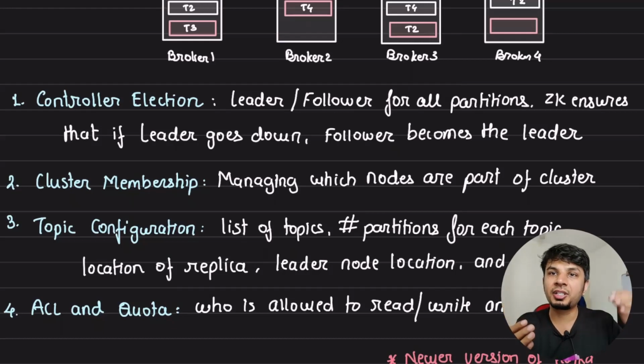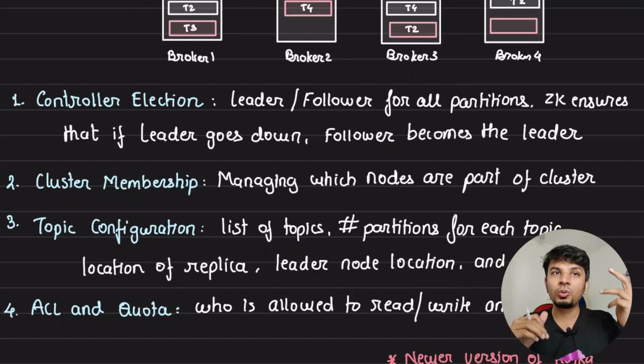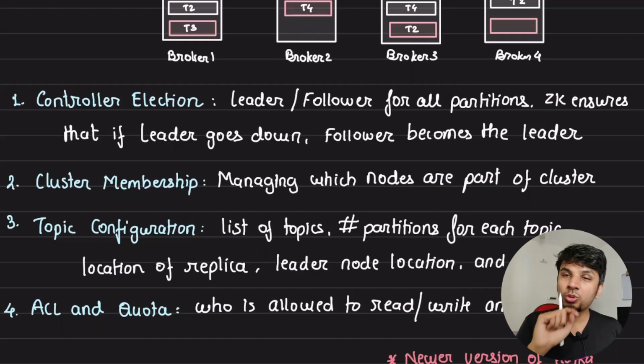Who does this leader election? Zookeeper. Who manages this information? Zookeeper. If the leader goes down, someone else has to become a leader. Who does this? Zookeeper. So Zookeeper is acting as a very nice brain that is doing this leader election for every topic, for every partition in the cluster.